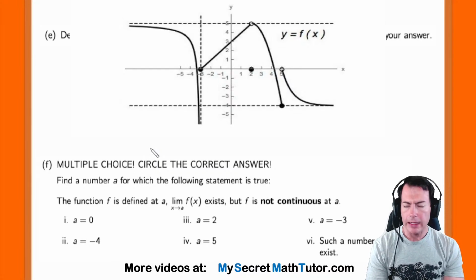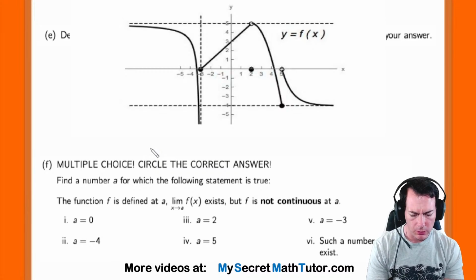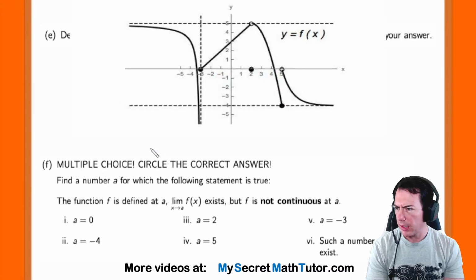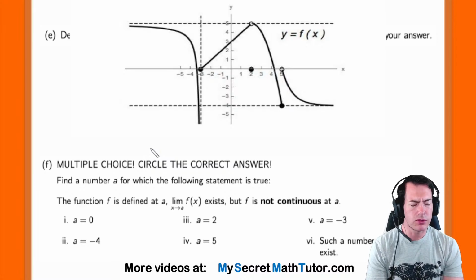Is it continuous there? It happens to be continuous there. There are no breaks or gaps there. No problems whatsoever. So yeah, that's not our value that we really want to worry about. What's our next option here? -4? -4, also no problems. There's no breaks or gaps there.